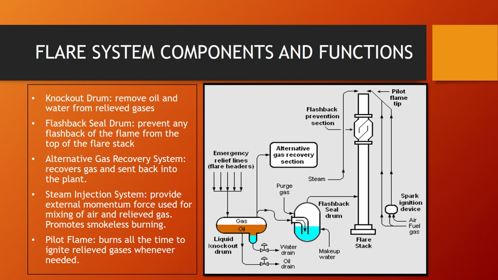The alternative gas recovery system is used to recover gas and send it back into the plant. The steam injection system provides external momentum force that is used for mixing of air and relief gas. It promotes smokeless burning. And lastly is the pilot flame. Pilot flame burns all the time to ignite relief gases whenever needed.